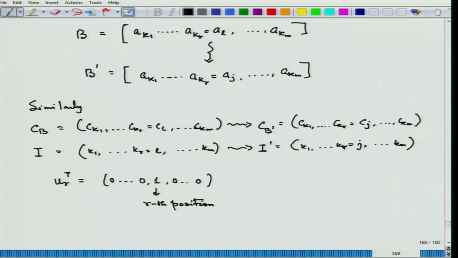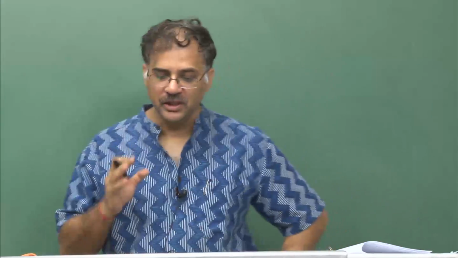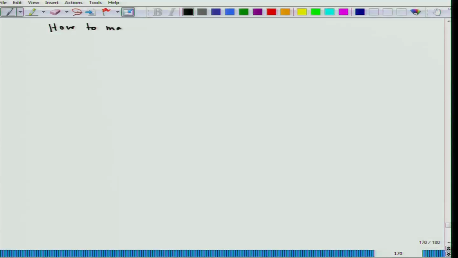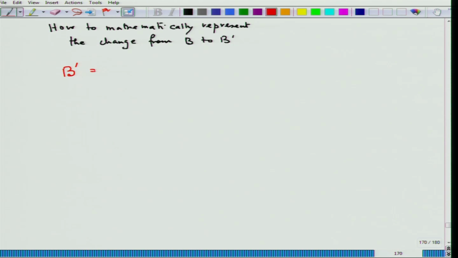Now, I want to define b dash. Let me see how I can mathematically represent the change from b to b dash. To emphasize this change, I am taking the red color of the pen. Now, I am writing b dash is b plus aj minus al. So, this is a matrix also.